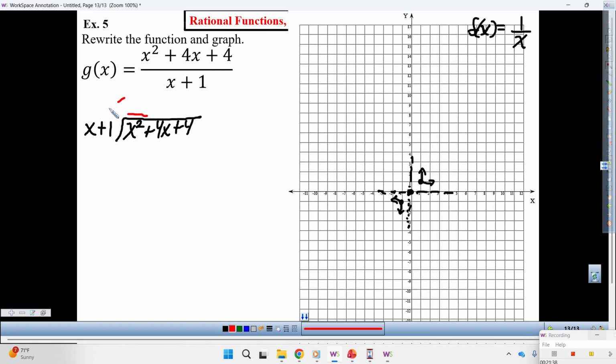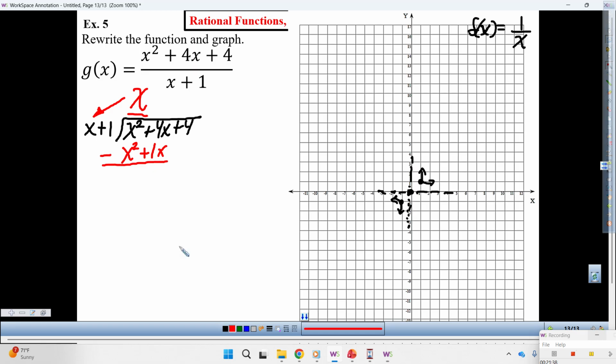What number times x gives us x squared? Tell your neighbor. All right, good conversations. Gio, what number? X. So x times x is x squared. X times 1 is 1x.